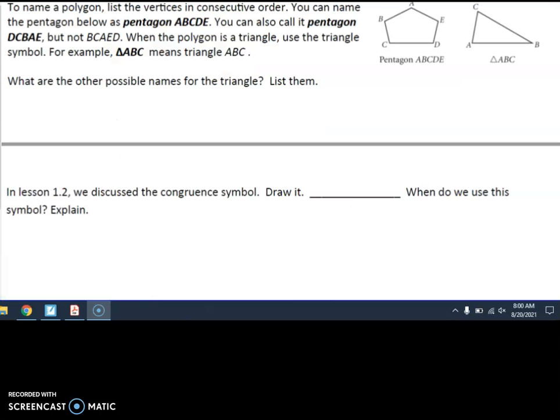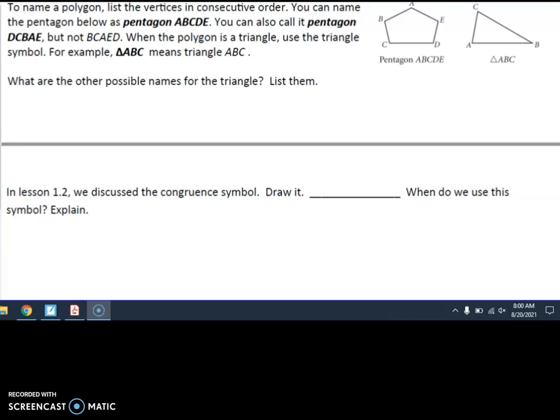One of the things we do a lot in geometry is name shapes. For example, we can name this pentagon A, B, C, D, E, starting at A and going counterclockwise. I can also start at D and go clockwise, from D to C to B, A, and E. So when naming something, you choose a vertex, go clockwise or counterclockwise, and name the points in order as they come.